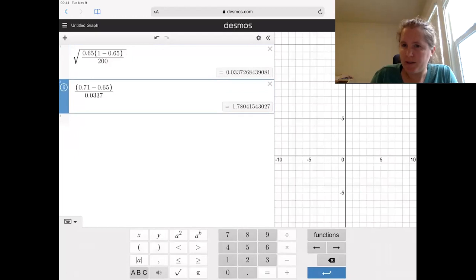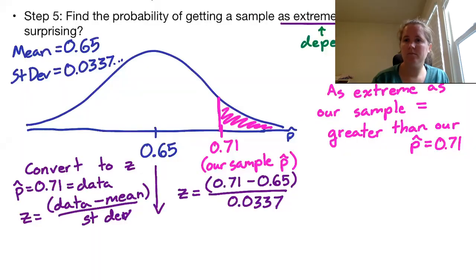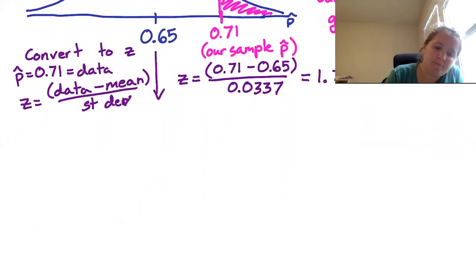If you did more decimal places, you might get a value slightly different. Right? So if we kept going to 6, 8, 4, etc., it would still round to 1.78. So we have about 1.78 for our z-score. Let's go ahead and switch back to our notes. So we have z equals 1.78 approximately.